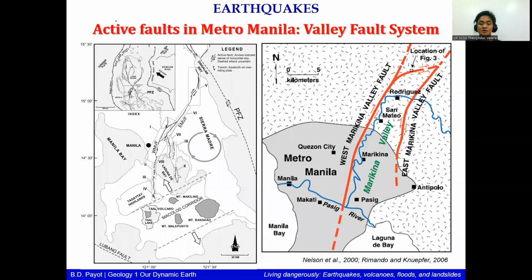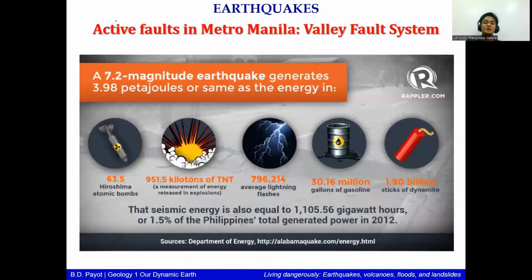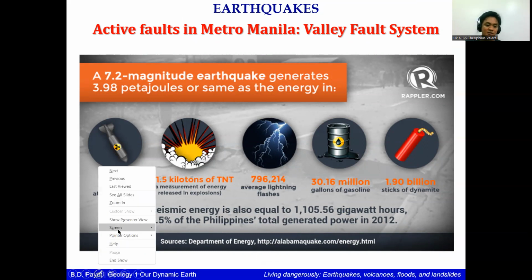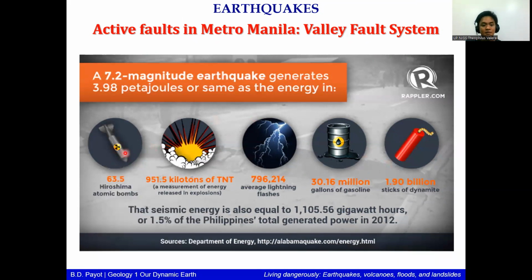Okay? So ito yung sa West Valley Fault and magnitude 7.2 earthquake. Sabi, generates this amount of energy, which is basically similar to this amount of Hiroshima bombs o kaya TNTs. This is in terms of energy, of course.